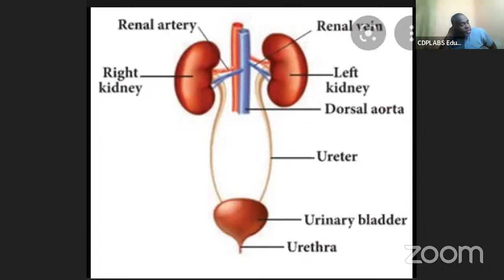What's the function of the renal vein? Google it and tell me. It carries blood from the kidney and the ureter to the inferior vena cava. So where do we find that vena cava right here? The vena cava is related to which organ?